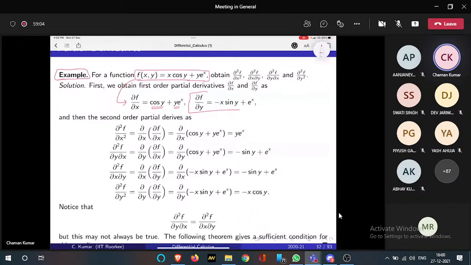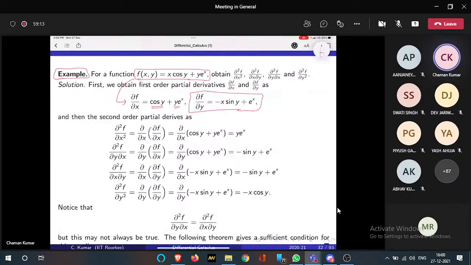Now, from this partial derivative, you can differentiate again with respect to x. This gives you the second order partial derivative with respect to x. This is a function of x and y again. When you differentiate this with respect to x once more, y is treated as constant, so the derivative of this quantity will be 0, and the derivative of this will be y e raised to x.